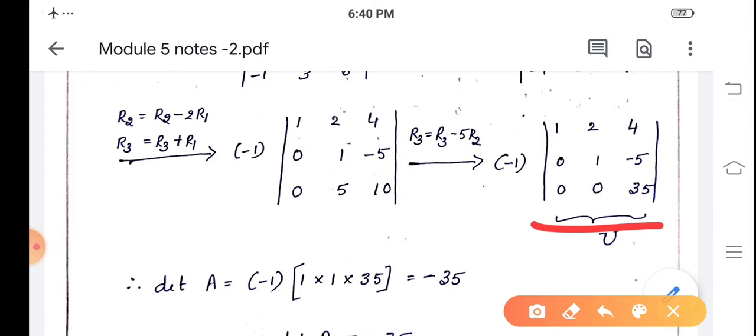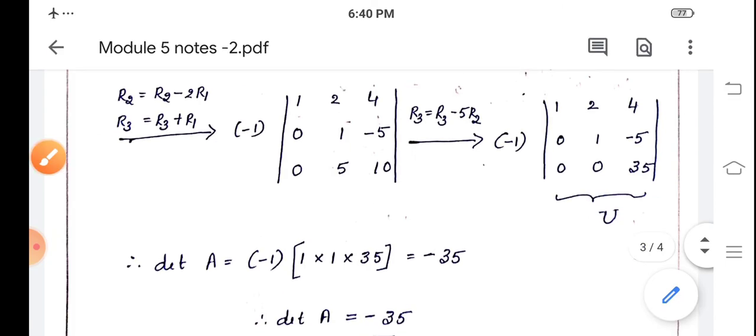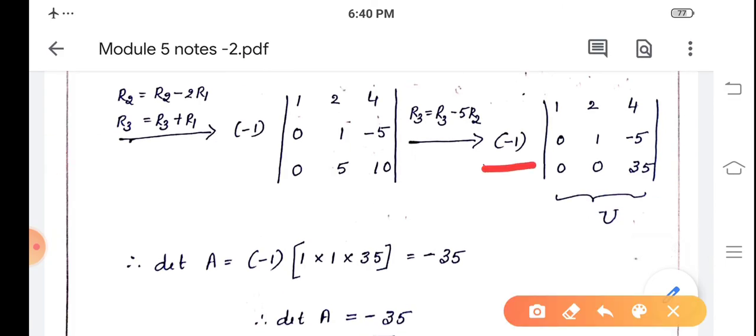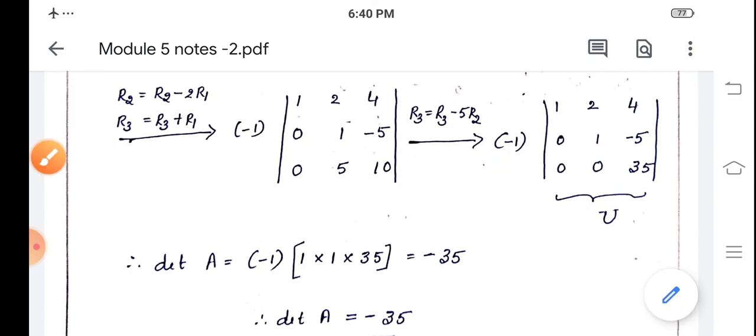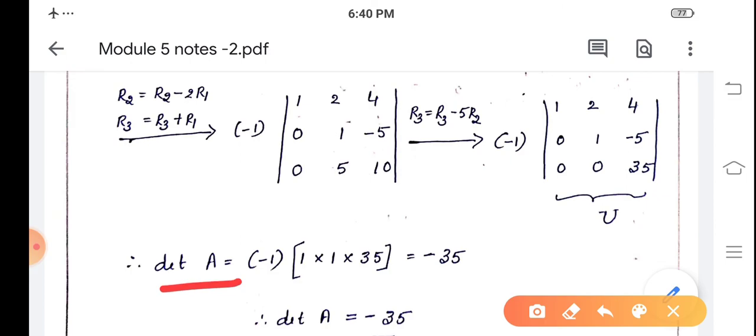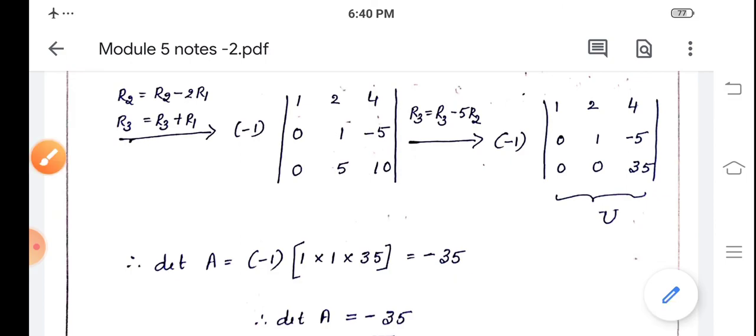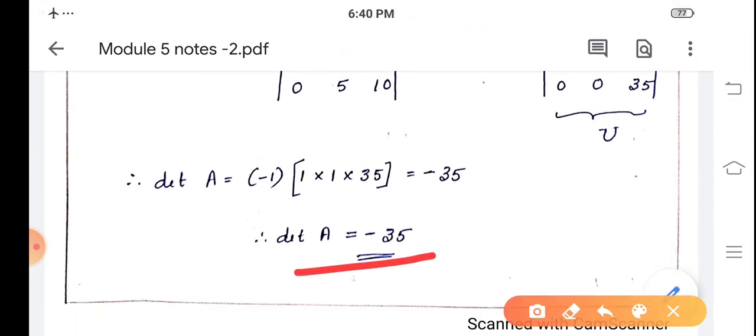So it is reduced to echelon form. So it is triangular form. Now determinant of A is minus 1 into product of the pivots 1 into 1 into 35. That gives determinant of A is equal to minus 35. So determinant value is minus 35.